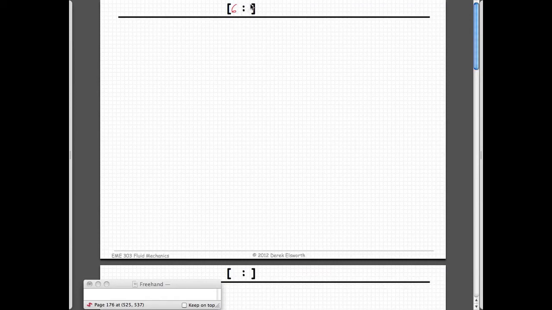We're not 6-1, but we're close enough, so we're starting off on a new topic. So we're going to talk about control volumes.